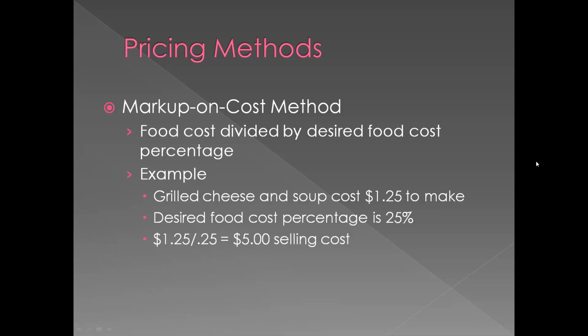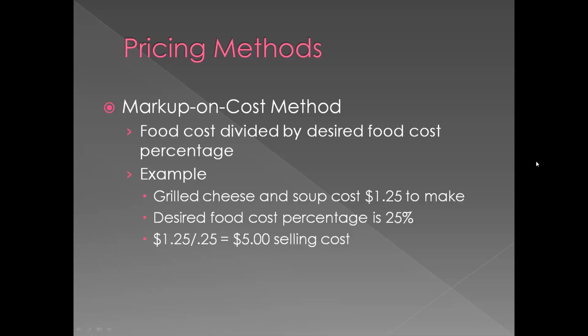The next method is called the markup on cost method. The food cost is divided by the desired food cost percentage. Example: a grilled cheese and soup cost $1.25 to make, and the desired food cost percentage is 25%. You take $1.25 divided by 0.25. Now you must remember that the percentage has to be stated as a decimal, and then your selling cost is $5.